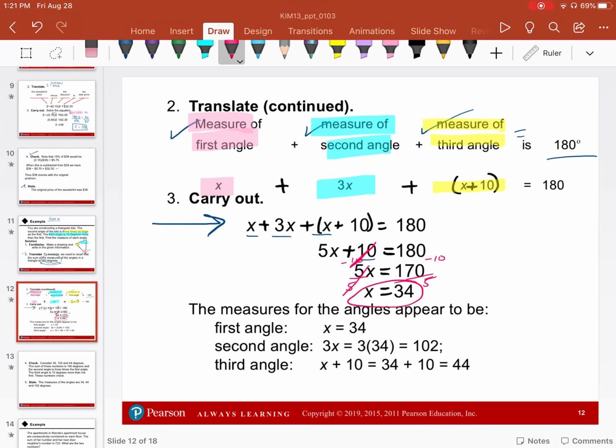The measure for the angles appears to be, so remember, 34 is just helping us find what we need. We know our first angle measure is what we're comparing it to. Then we have a second angle measure and a third angle measure. And these were the rules that were stated from the problem. So the first angle is 34. The second is 3 times, so 3 times 34, we get 102. And the third angle is x plus 10. So we get 44.